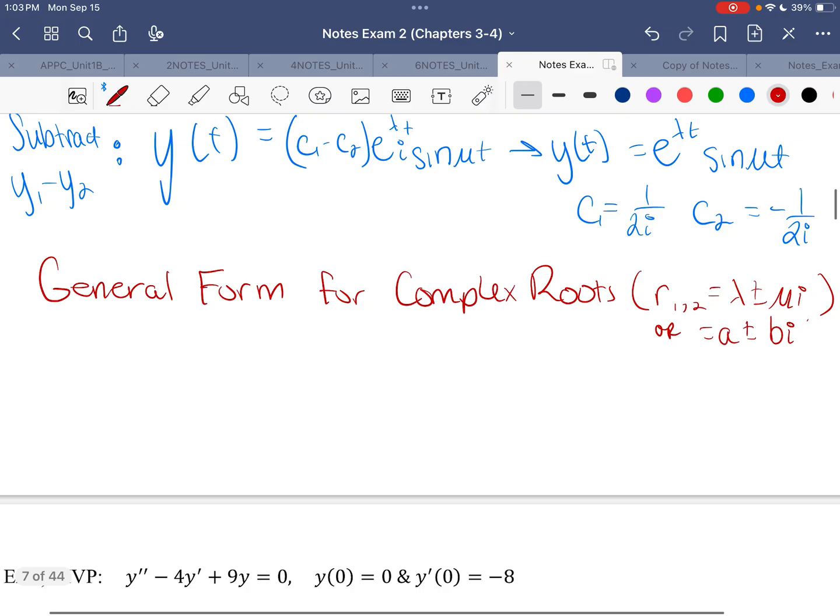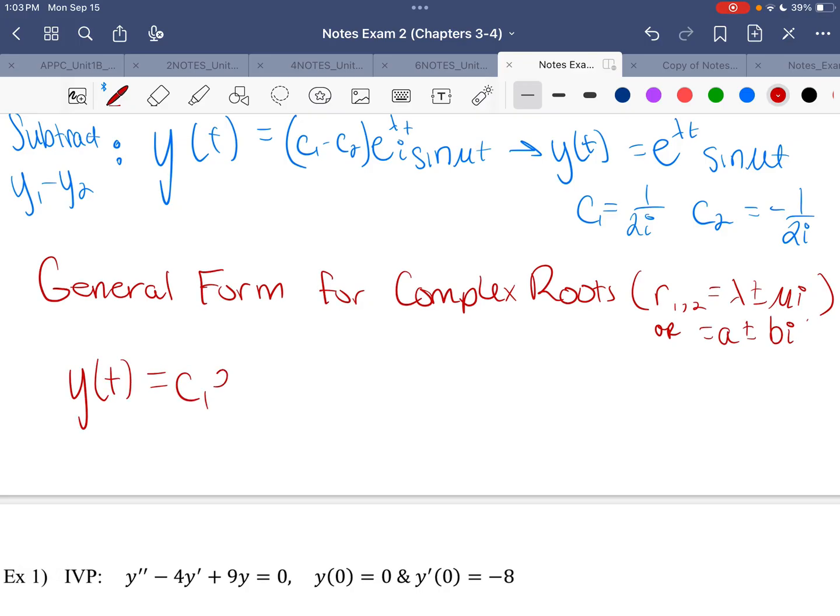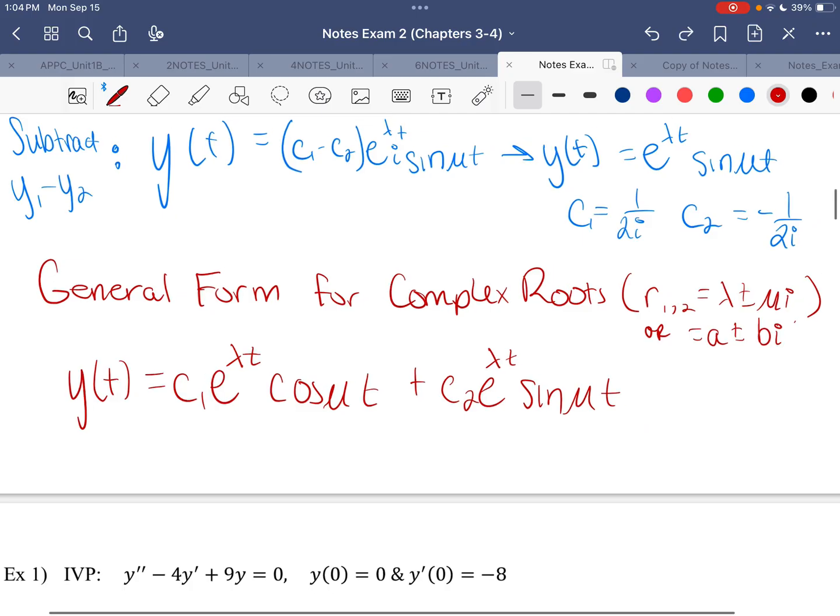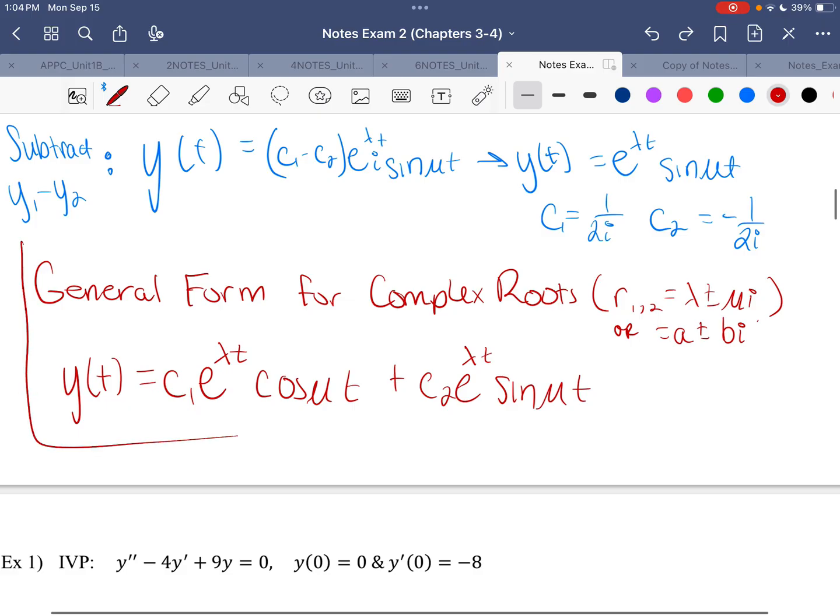So our general form is going to be y(t) equal to C1 e to the lambda t cosine mu t plus C2 e to the lambda t sine mu t. And there's no i's left in the problem. You can also factor out the e's. This is the general term.